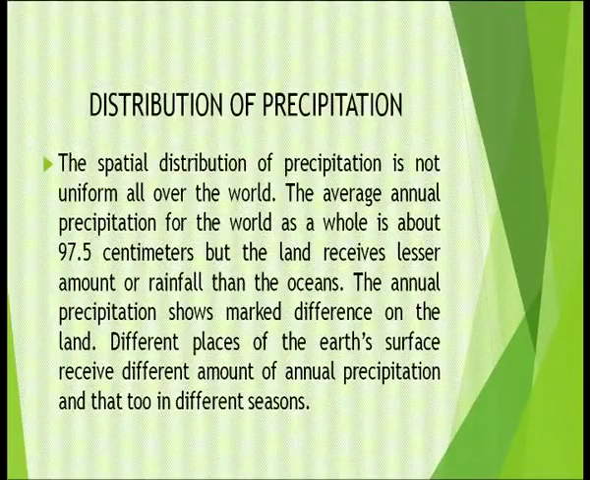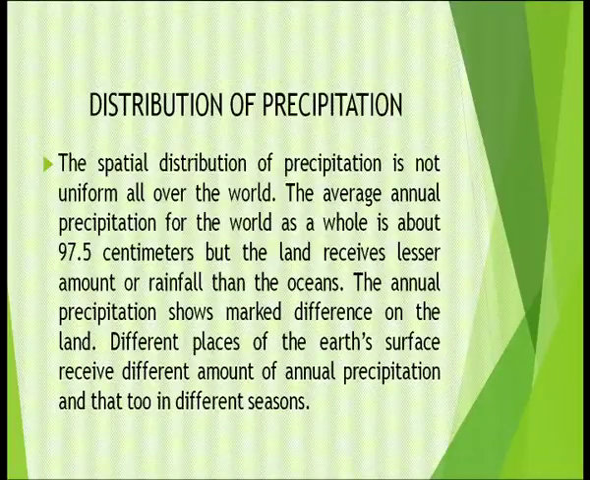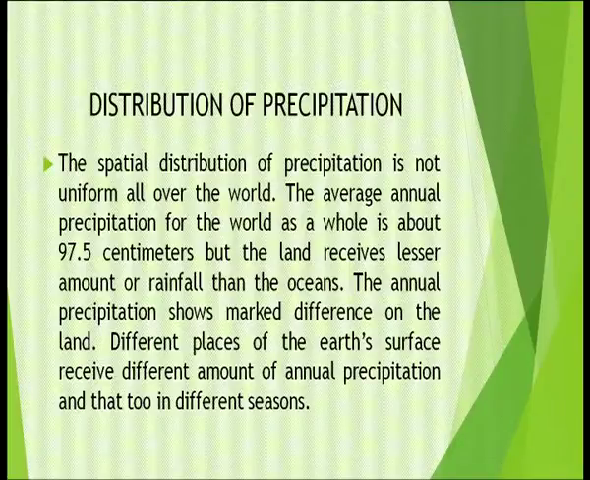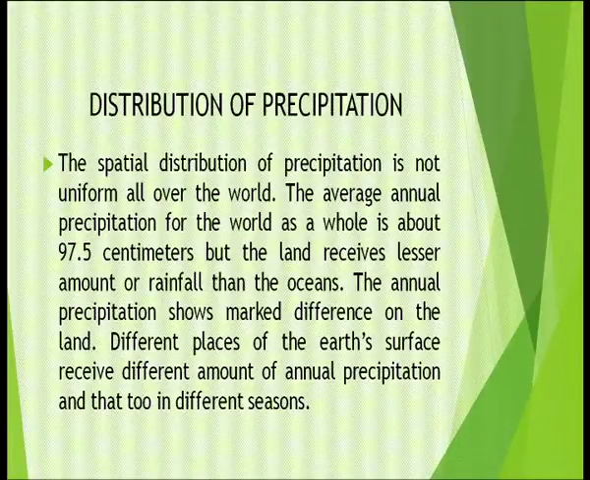Distribution of precipitation. The spatial distribution of precipitation is not uniform all over the world. The average annual precipitation of the world as a whole is about 97.5 centimeters. But the land receives lesser amount of rainfall than the oceans. The annual precipitation shows marked difference on the land. Different places of Earth's surface receive different amount of annual precipitation and that too in different seasons.